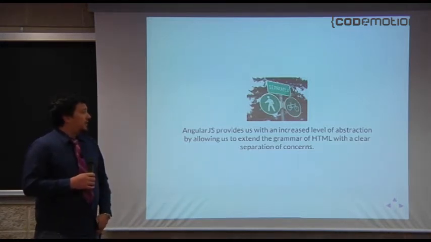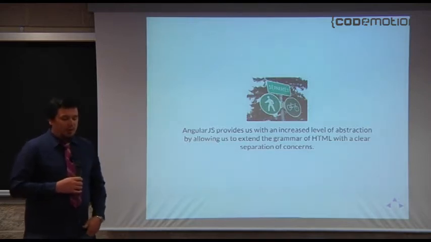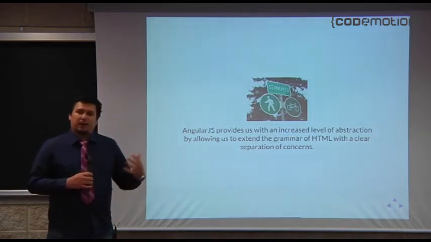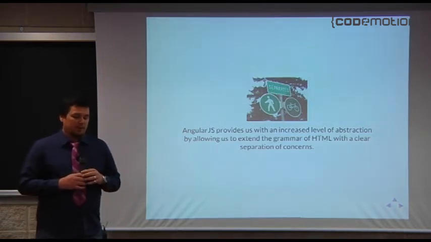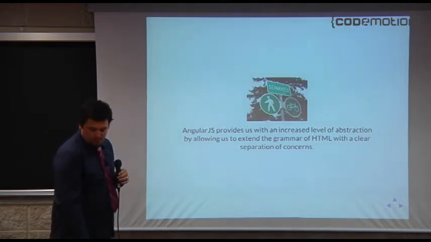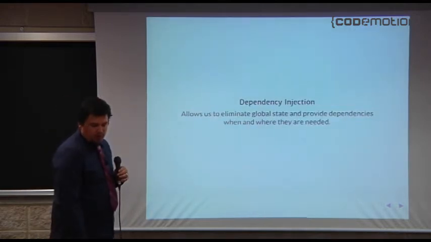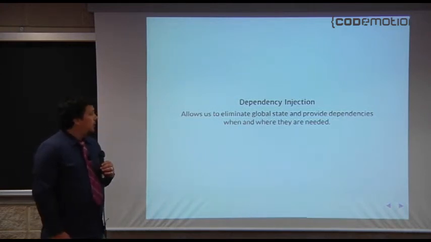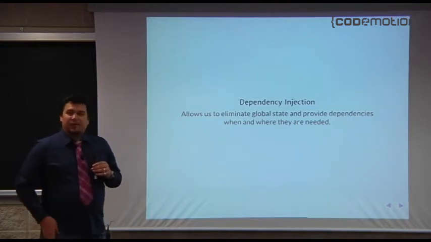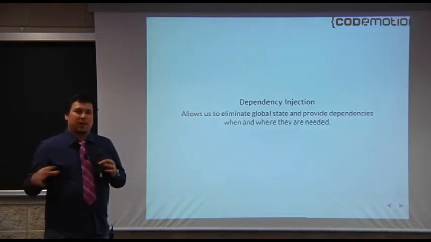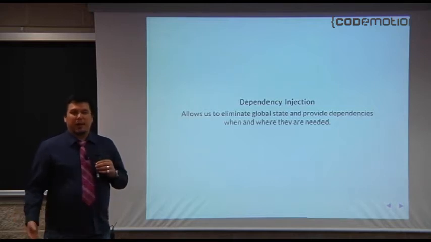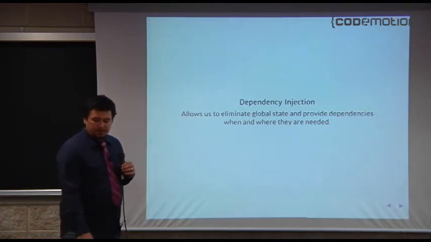So what Angular provides us is this level of abstraction and gives us the ability to extend the grammar of HTML and get that clear separation of concerns that we were looking for. Angular also provides us with dependency injection, and we'll look at that a little bit closer in a moment. But it allows us to create these dependencies and provide them where and when we need them. So you're not having to rely on global state. You're not having to attach everything to window to access your data or access functionality that you might need.